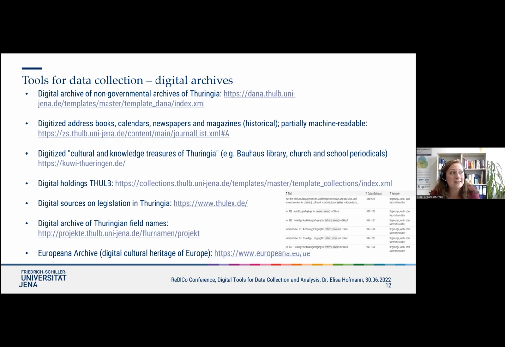There are, for instance, digitized address books, calendars, newspapers, and magazines. So this is more into the historical kind of data, mainly used by either linguists or also historians. There is, for instance, the digitized cultural and knowledge treasures of Thuringia, with many documents from the Bauhaus library. There is another source called Digital Holdings of the Tulp, which is also a collection of collections where you can just try to search and find specific data you're looking for.